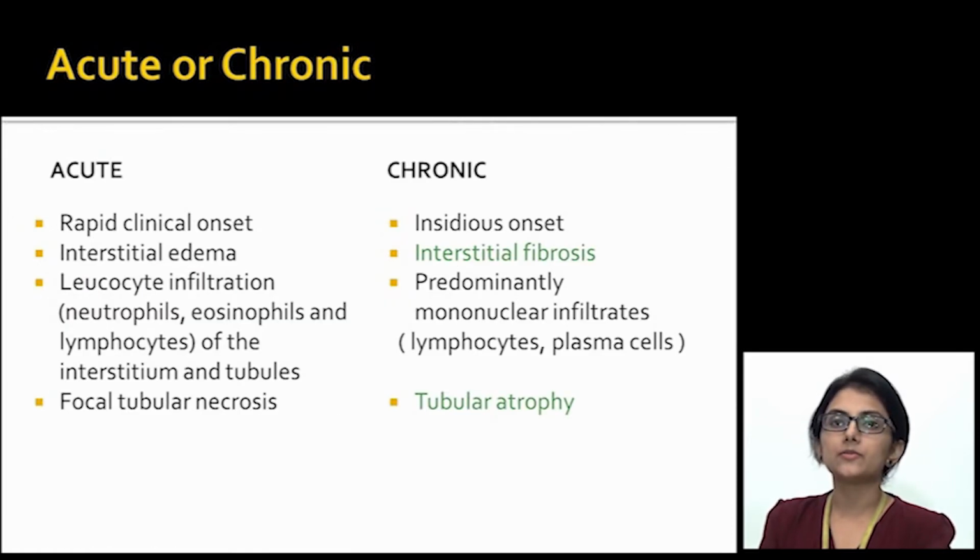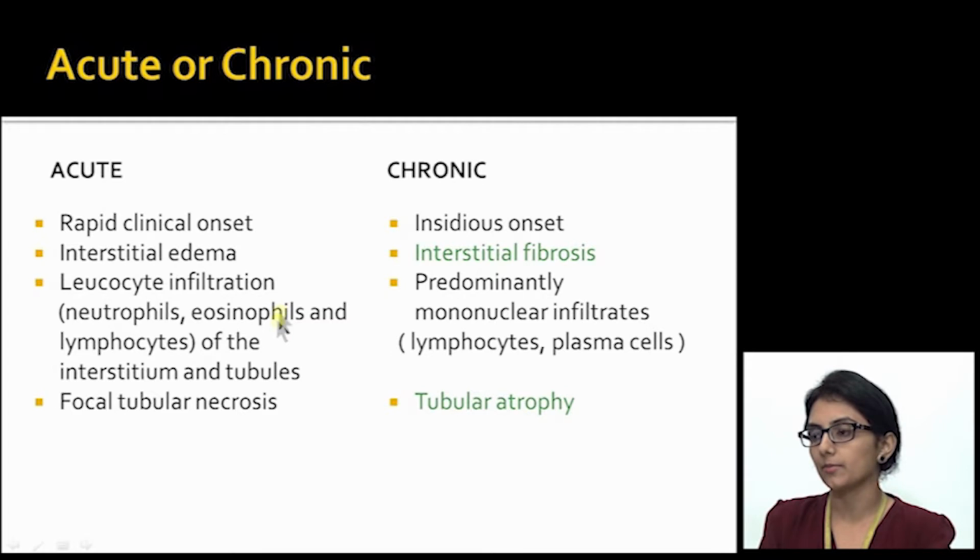So now let's look at tubulointerstitial nephritis in a different way. Let's look at acute or chronic. Clinically, we can differentiate it based on the clinical onset, whereas acute would have a rapid clinical onset, chronic would be more insidious. If we have tissue to look at, then the presence of edema suggests acute, whereas fibrosis suggests chronic. The nature of the inflammatory infiltrate does help us to differentiate to some extent, wherein neutrophils, eosinophils are expected in more of acute involvement.